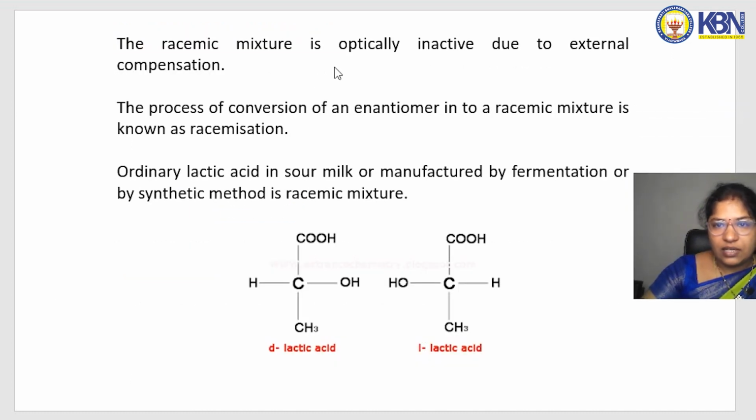The racemic mixture is optically inactive due to external compensation. The process of conversion of enantiomers into a racemic mixture is known as racemization. Ordinary lactic acid in sour milk, or manufactured by fermentation or by synthetic methods, is a racemic mixture. Ordinary lactic acid is present in milk.